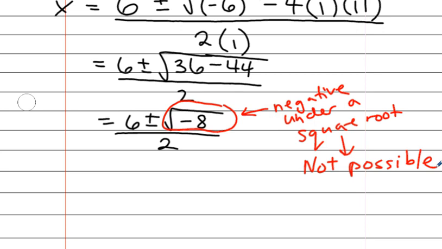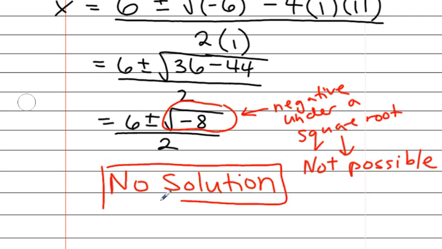And so the quadratic formula will show you that, in that if you get a negative under a square root, you can't find something times another number to get a negative, because a positive times a positive is a positive, and a negative times a negative is a positive. So you cannot take the square root of a negative number. So the answer here would actually be no solution. Okay, so if you have a negative under the square root, then the solution to that quadratic would be no solution.